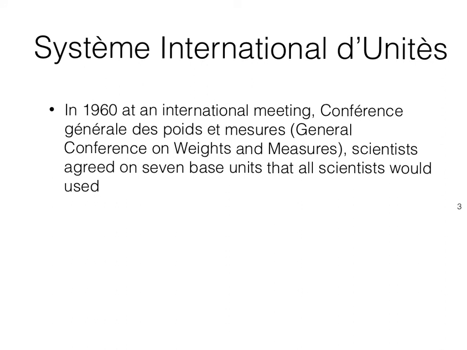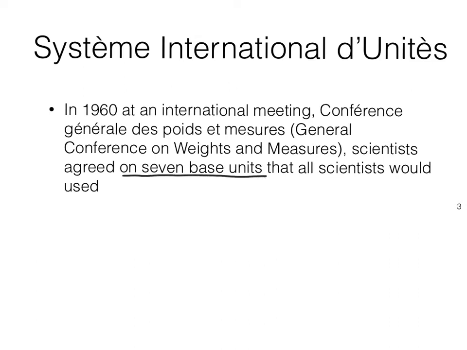So where did the units come from in chemistry? In 1960, at the international meeting of the Système International des Unités, this conference, which was entitled the Conférence Générale des Poids et Mesures, otherwise known in English as the General Conference on Weights and Measures, scientists agreed on 7 base units that all scientists would use. So we now have these 7 base units.